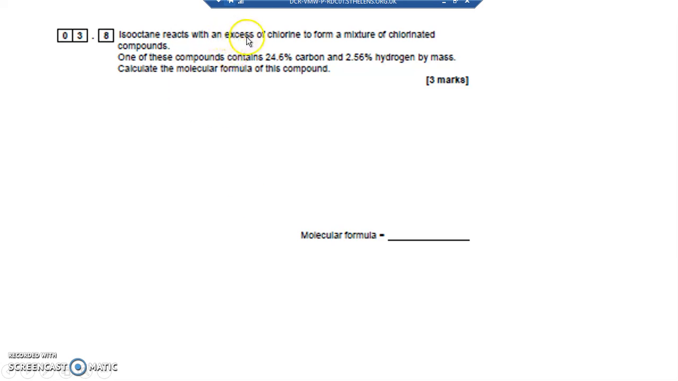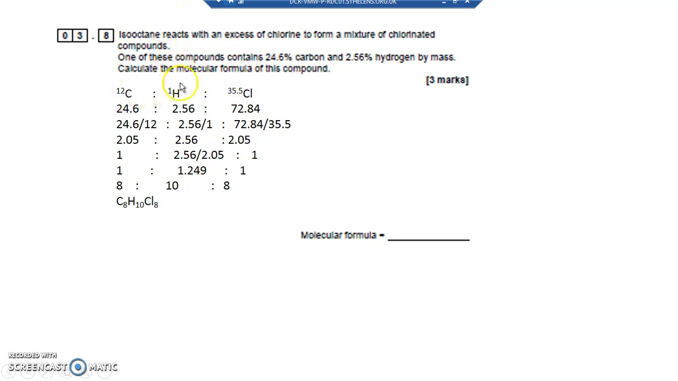Isooctane reacts with excess chlorine to form a mixture of chlorinated compounds. One of these compounds contains 25.6% carbon, 2.56% hydrogen by mass. Calculate the molecular formula of this compound.